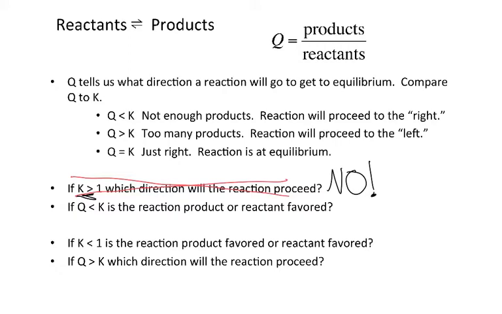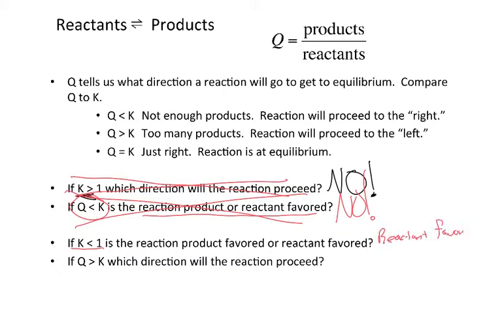Or someone might ask me, if Q is less than K, is the reaction product favored or reactant favored? Again, big fat no. I can't ask that question. The relationship between Q and K tells me which direction a reaction will go. It doesn't tell me whether it's reactant favored or product favored. The correct questions that could be asked: if K is less than 1, is the reaction product favored or reactant favored? That's an okay question. If K is less than 1, I know that's reactant favored. And comparing Q to K does tell me about reaction direction.